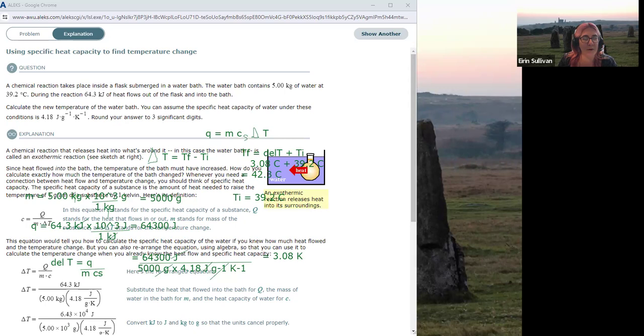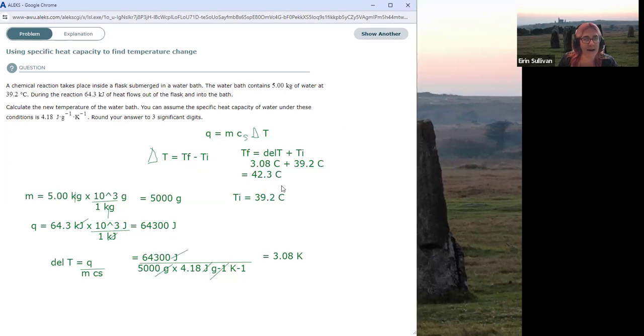Just be really careful. If you were asked to solve for the initial temperature, again, you could rearrange and solve for that, because the initial temperature would be the final temperature minus delta T. Okay, so you can do it every which way.